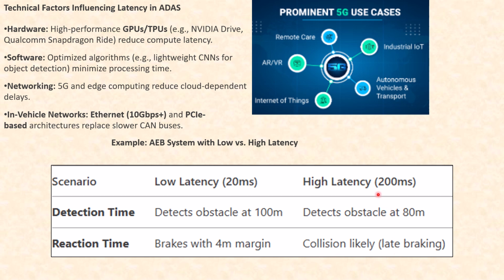Okay, so now all of you understand the paramount importance, or how pivotal this parameter called latency is in ADAS. Okay, I hope all of you understood. Thank you.